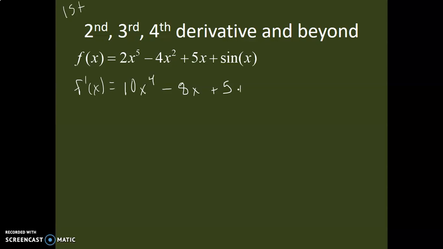And then the derivative of sine is cosine. We're just going to memorize that one. All right, that was the first derivative, also just known as the derivative, or f prime of x. Now to find the second derivative, I just take the derivative of the derivative. So just do the same thing again.